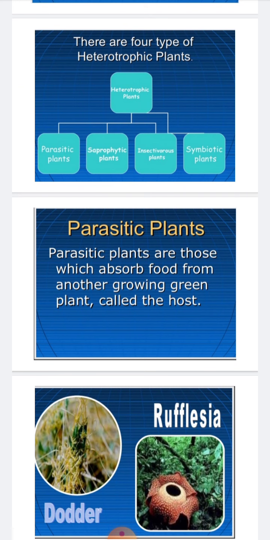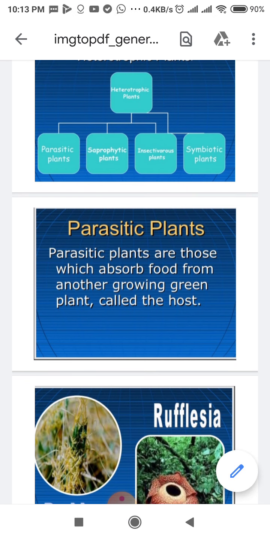There are four types of heterotrophic plants: parasitic, saprophytic or saprotrophic, insectivorous, and symbiotic plants. So, first we are going to learn about parasitic plants. Parasitic plants are those which absorb food from another growing green plant called the host. So, host means the plant or tree on which this parasitic plant lives. Example: Dodder, Rafflesia.